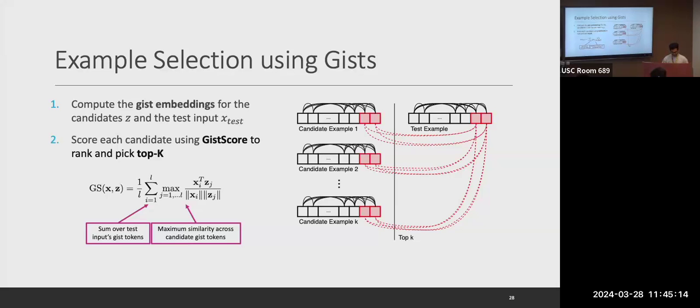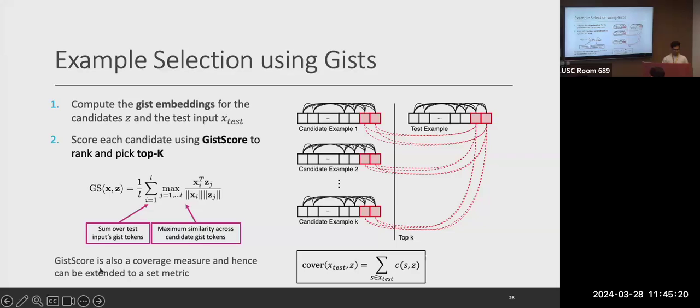Right. Okay. And so even till now, I forgot to mention, this gist score is also a coverage measure. It's also a sum over input gist tokens, and so can be extended to a set metric.